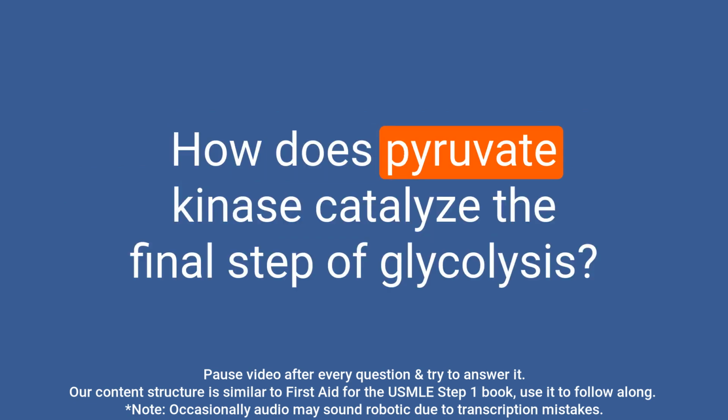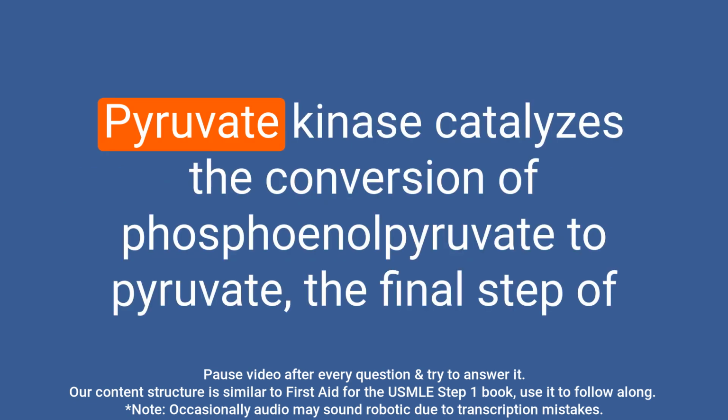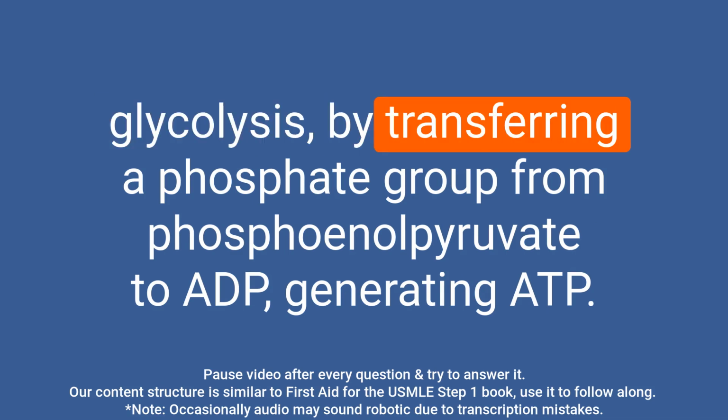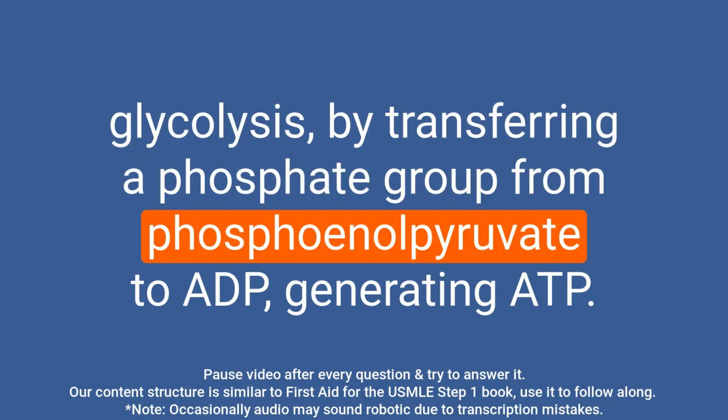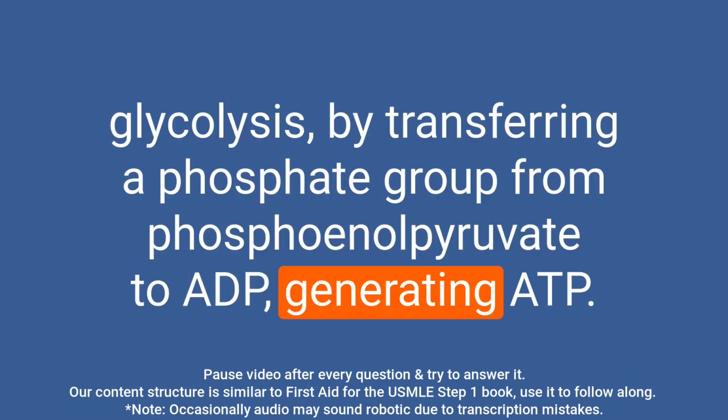Question: how does pyruvate kinase catalyze the final step of glycolysis? Answer: pyruvate kinase catalyzes the conversion of phosphoenolpyruvate to pyruvate, the final step of glycolysis, by transferring a phosphate group from phosphoenolpyruvate to ADP, generating ATP.